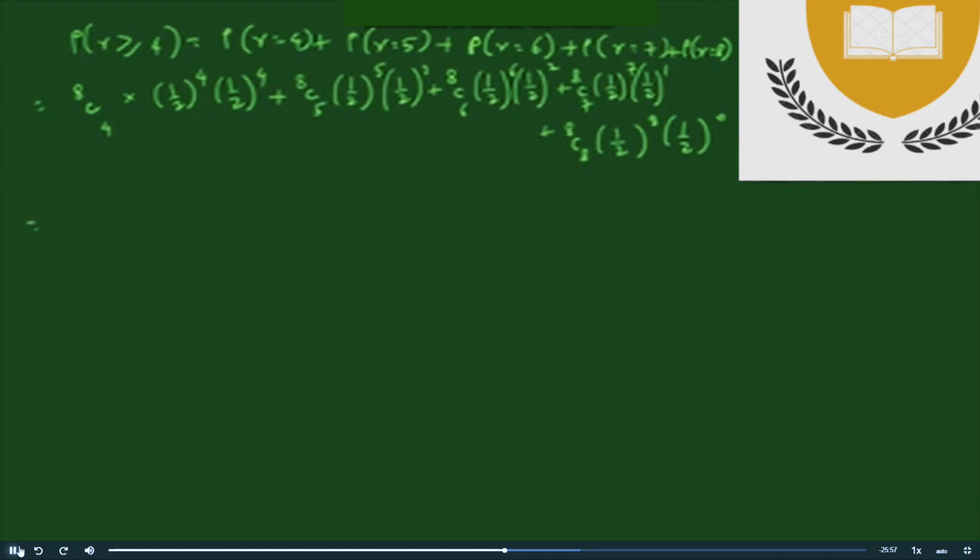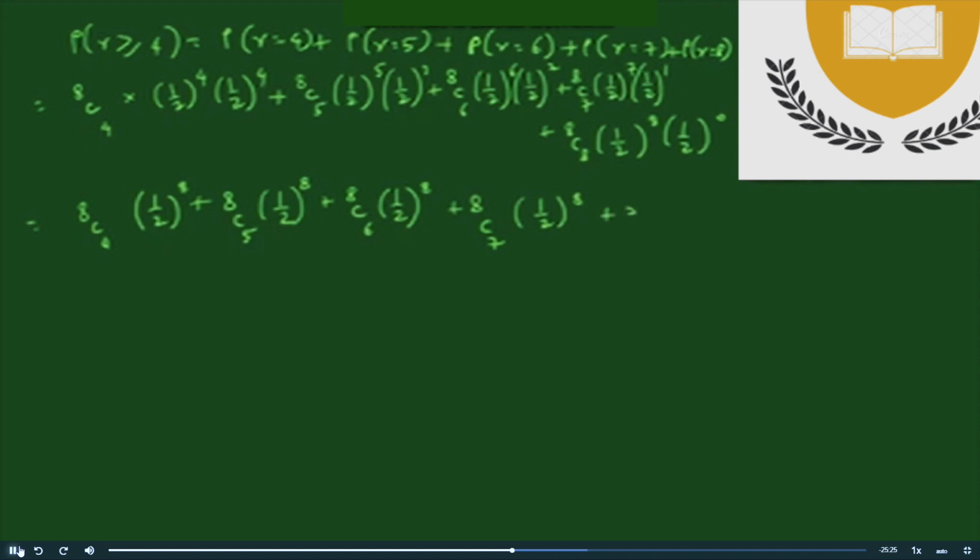Then we can take this as 8C4 into half to the power 4 plus 4, common base, add the power, 8, plus 8C5 into half to the power 8. You will get 8 only because the formula is devised in such a way that the total will be equal to 8. Then 8C6 into half to the power 8 plus 8C7 into half to the power 8 plus 8C8 into half to the power 8, which gives half to the power 8. I take that out common, and then I take 8C4 plus 8C5 plus 8C6 plus 8C7 plus 8C8.